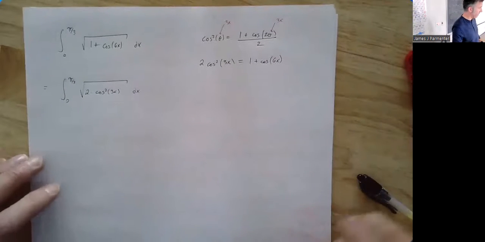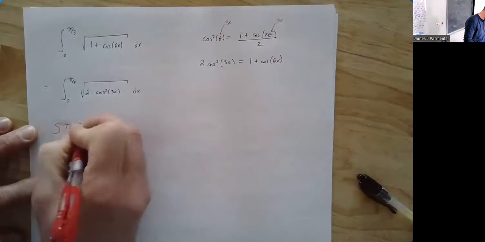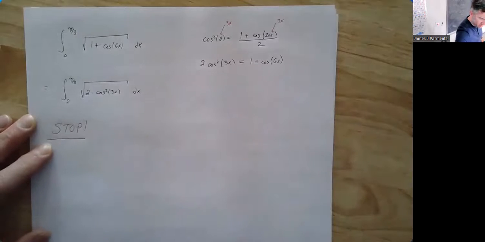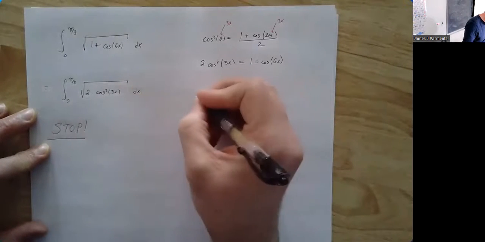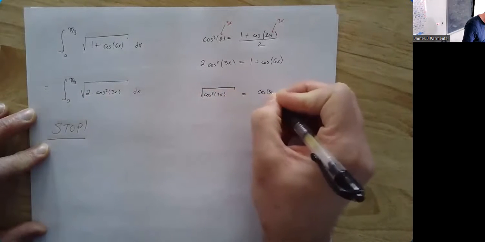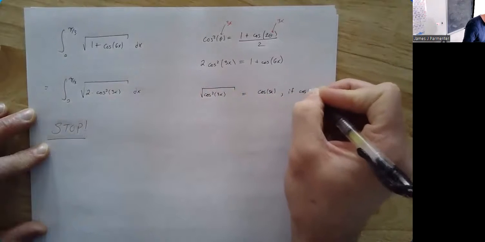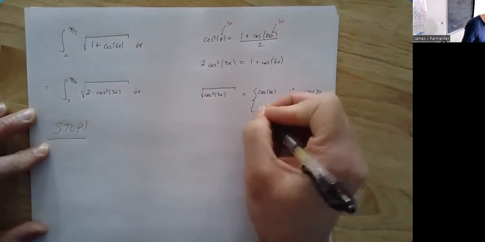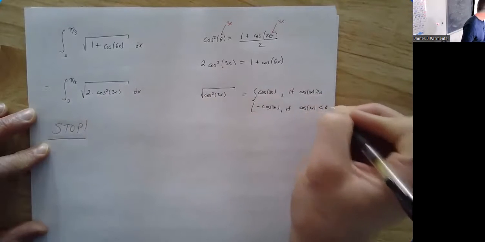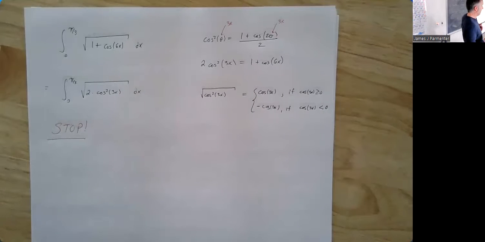And here's where we actually have to be careful because it's a definite integral. We can't just say it's equal to the square root of 2 times cosine of 3x, or the integral of that. Because since you have the square root of cosine squared, we really have the absolute value of cosine of 3x. So let's write this down here. What we really have here is that I'm going to bring out the square root of 2 and just say the square root of cosine squared of 3x is equal to cosine 3x if it's positive, and it's equal to negative cosine of 3x if it's negative. Just like a regular absolute value, right? The absolute value of x is x if x is positive, and it's negative x if x is negative.